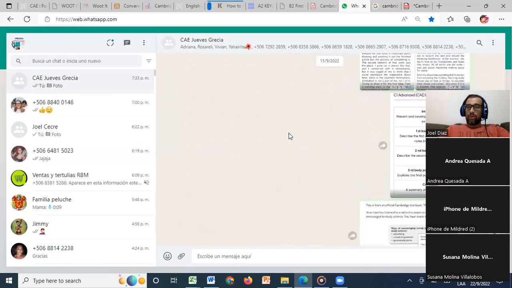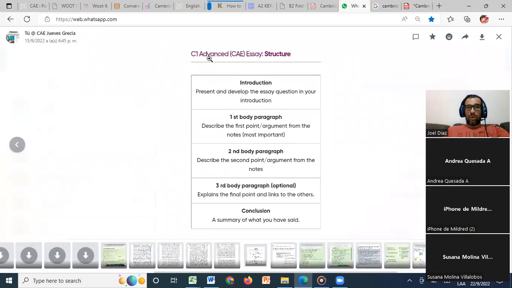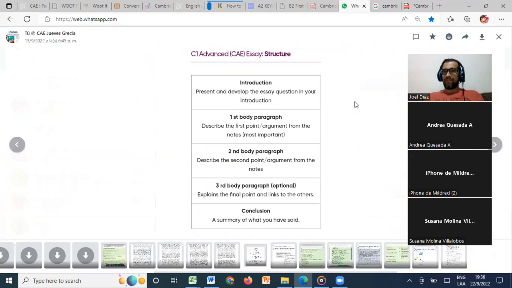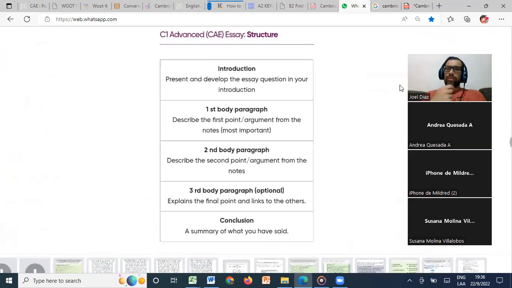And over here where it says C1 Advanced CAE Essay Structure, this is... just give me a moment, please. Okay, sorry.